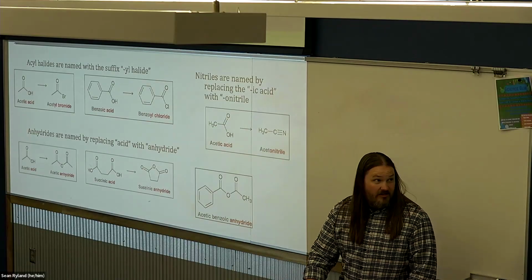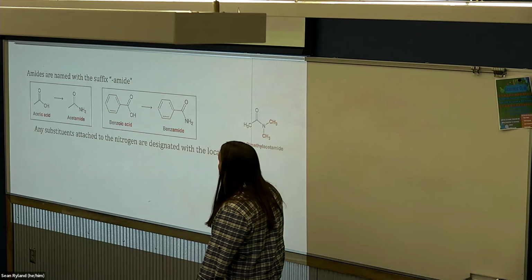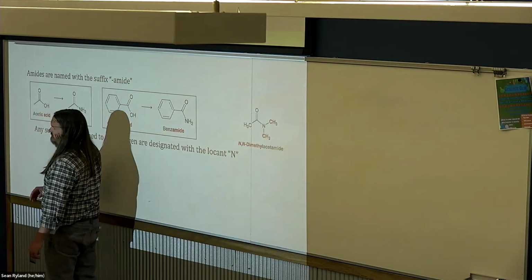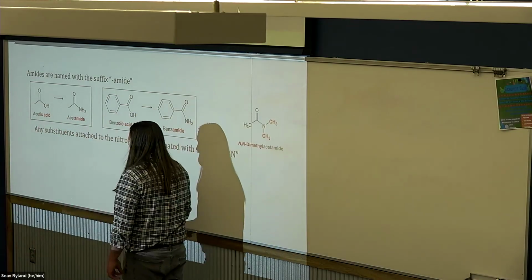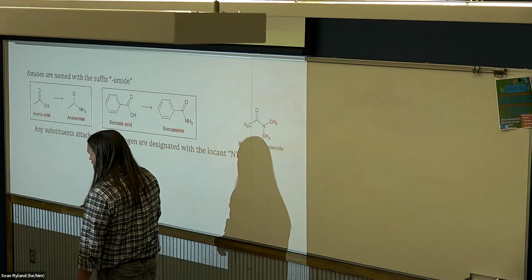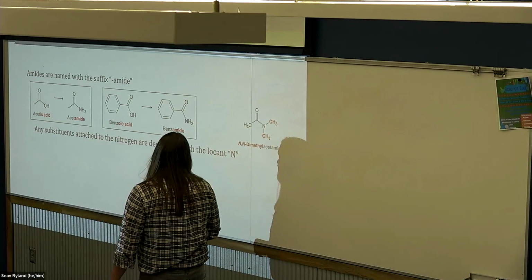All right, we're going to power through these and then we're going to do practice with them. So amides. Again, name it like it's the acid. Drop the acid and just say amide. So acetic acid is acetamide. Benzoic acid becomes benzamide.